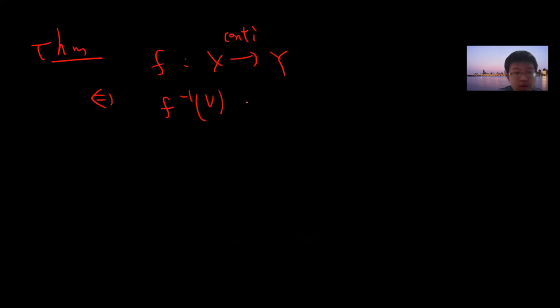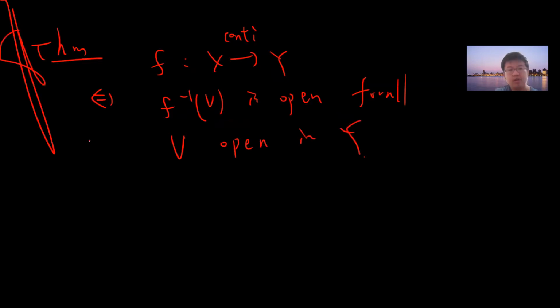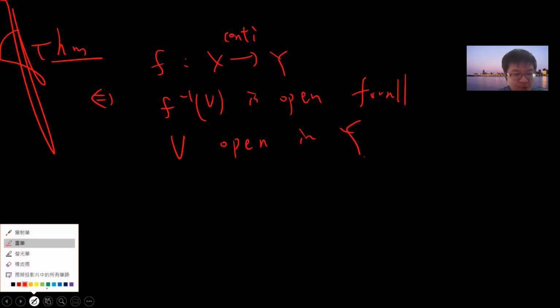Okay, the theorem. I suppose f, mapping X to Y, is continuous. So let's just write: f is continuous if and only if f inverse of V is open for all V open in Y. Okay, so this is a very important result, probably the most important theorem in continuity.